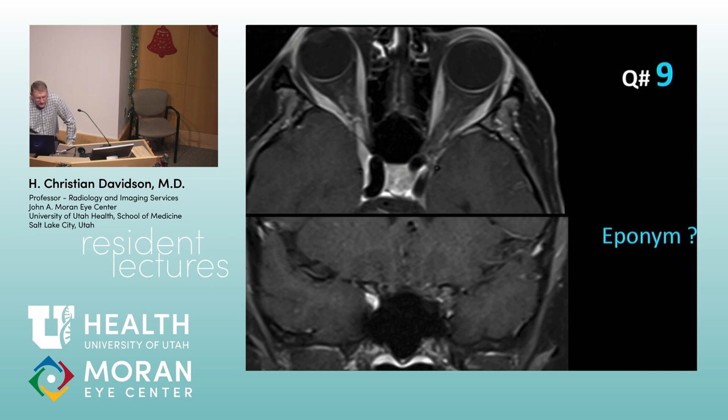Okay, both of these are T1 post-contrast with fat suppression, axial on the top and coronal on the bottom. This is a patient with painful acute ophthalmoplegia on the right involving multiple cranial nerves. Okay? And if you can give us an eponym for this, we don't do a lot of eponyms, we try to get away from them, but this is a kind of a cute one, so.